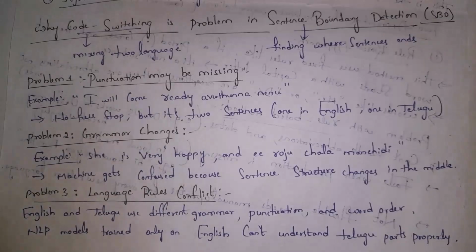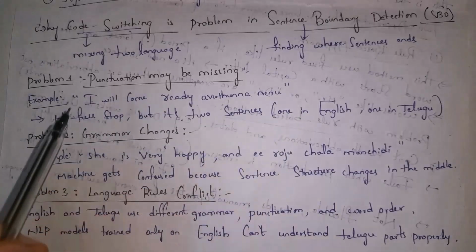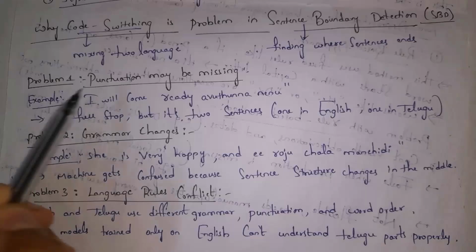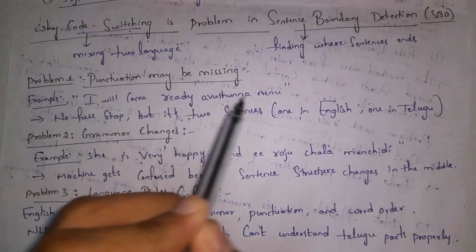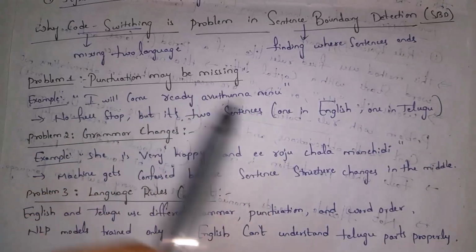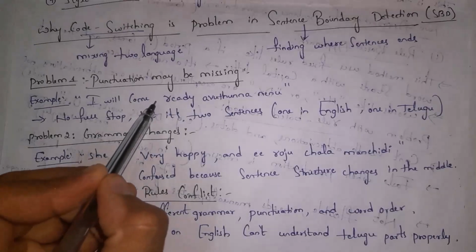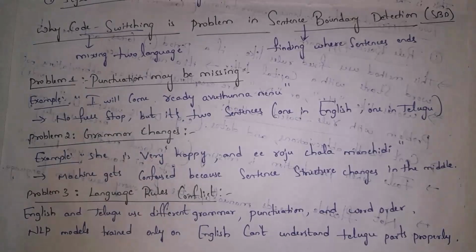And the first one is punctuation may be missing. For example, there is text like "I will come, ready avutunna nenu." Actually, in this single sentence, there are multiple sentences. One is "I will come," full stop, and "ready avutunna nenu," which is in Telugu language. This is the other sentence. As there is no full stop here, the computer cannot find where one sentence ends and the next sentence begins. So most people will not include punctuation in code switching, that is, when mixing multiple languages together. In that situation, sentence boundary detection is tough.